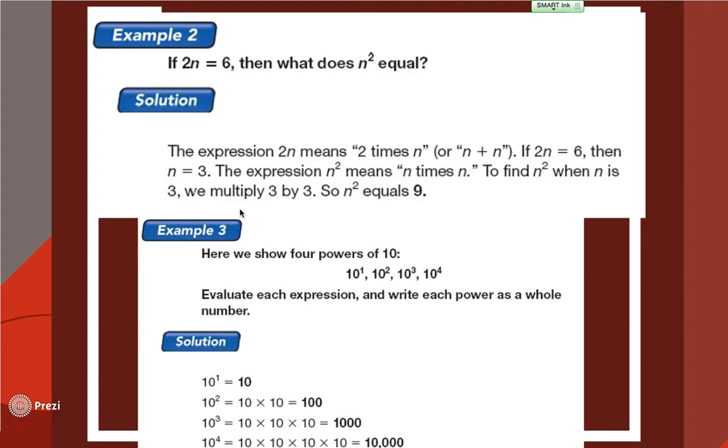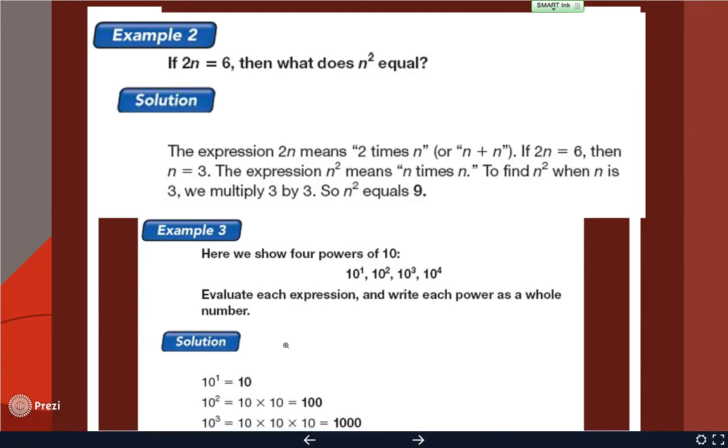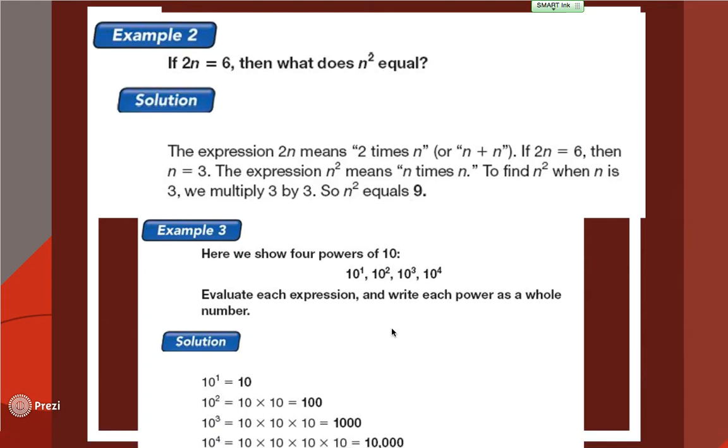Now in example number 3, we show 4 powers of 10. So 10 to the first power, 10 to the second power, 10 to the third power, and 10 to the fourth power. We're going to evaluate each expression, meaning we're going to write it out and find the answer. 10 to the first power, well, 10 by itself is 10. Now 10 to the second power is 10 times 10. 10 to the third power is 10 times 10 times 10, which is 1,000. And 10 to the fourth power would be 10 times 10 times 10 times 10, which would be 10,000, and that's what it is on the bottom.